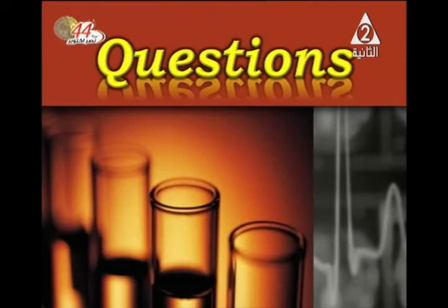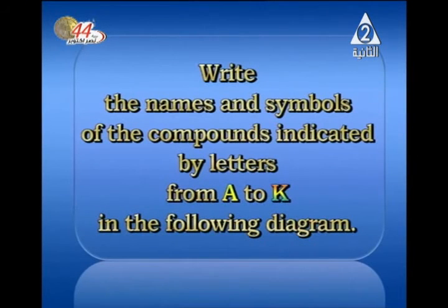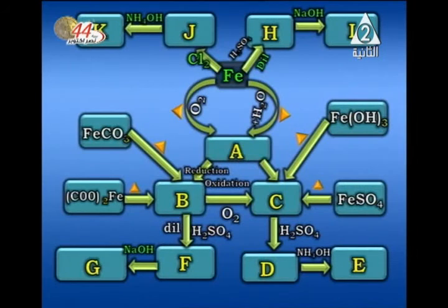Now we are going to discuss some questions on this part. Here, write the names and symbols of the compounds indicated by letters from A to K in the following diagram. As shown on the screen, we have to know the compound A. Iron, when it reacts with oxygen or water vapor, must give magnetic iron oxide.